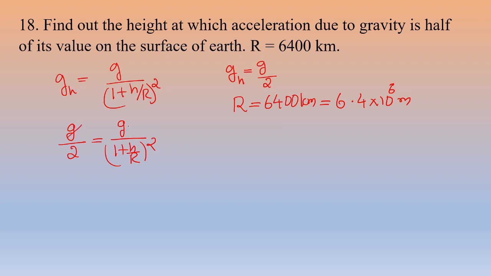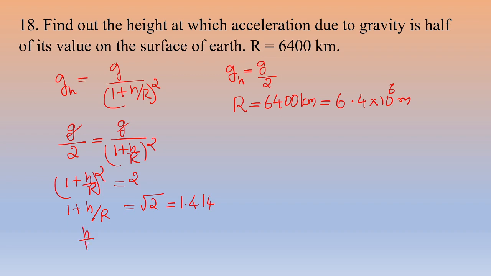Now this g can be cancelled out. Then we have (1 plus h by r) whole square equal to 2. Then what is 1 plus h by r? Taking the square root on both sides, that is equal to square root of 2, that is equal to 1.414.